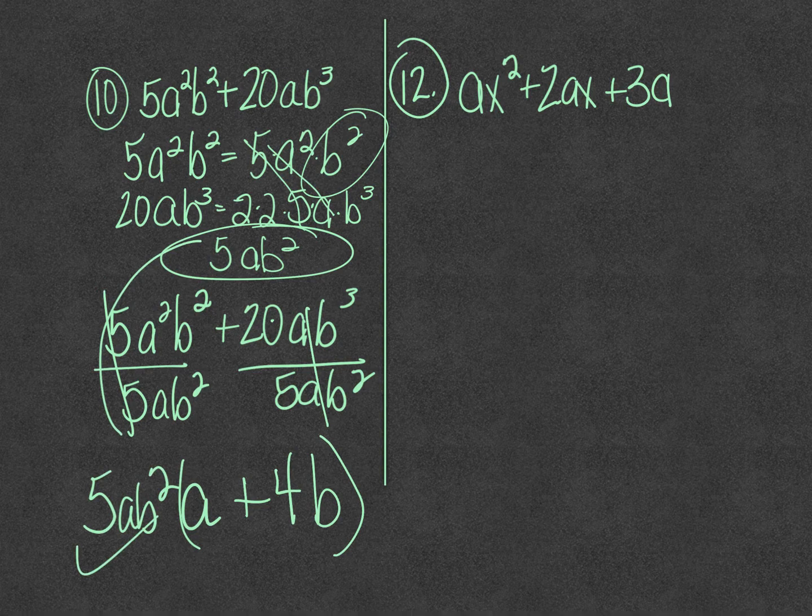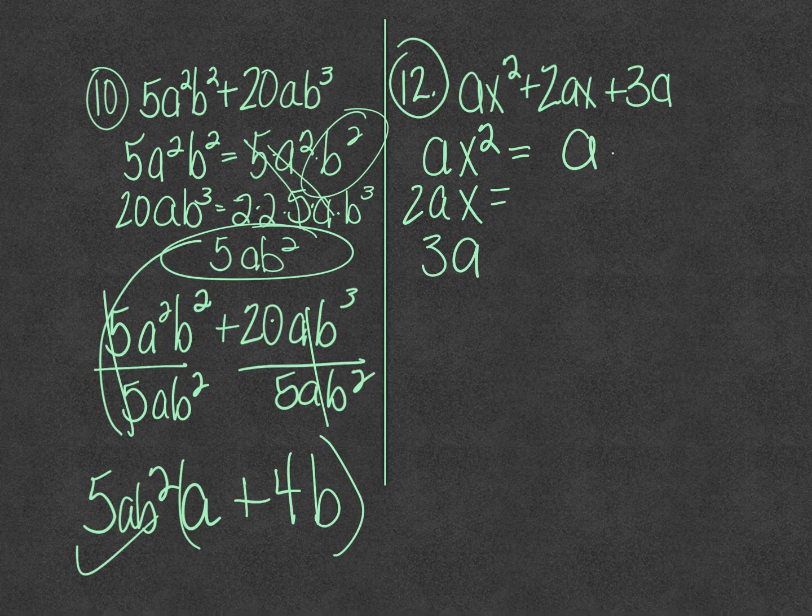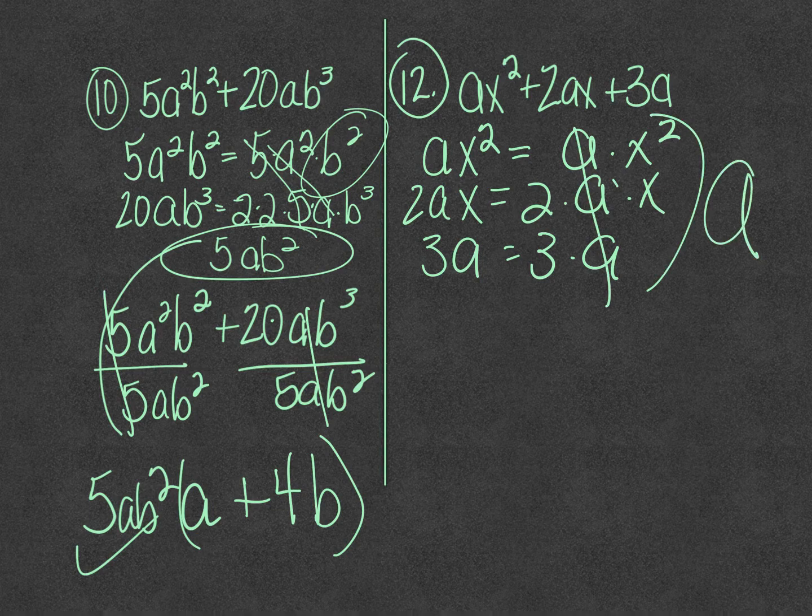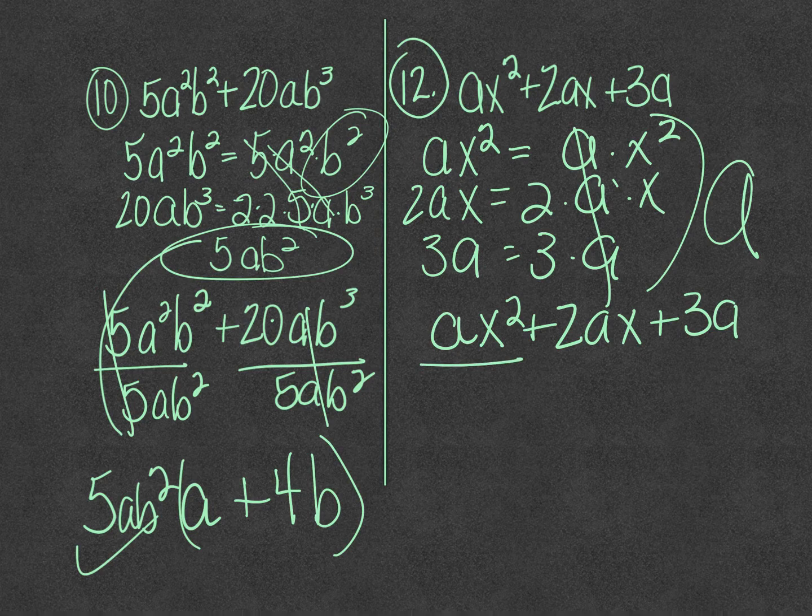Okay? Number 12. Your answer here, you have ax squared, 2ax, and 3a. So you have a times x squared, 2 times a times x, 3 times a. You only have one thing in common here, and that is a. Take your original equation, ax squared plus 2ax plus 3a. You divide every term by a, not 3 like I just put.